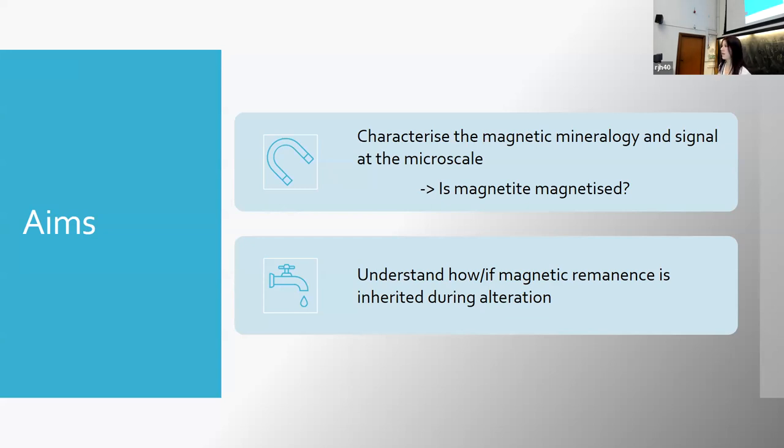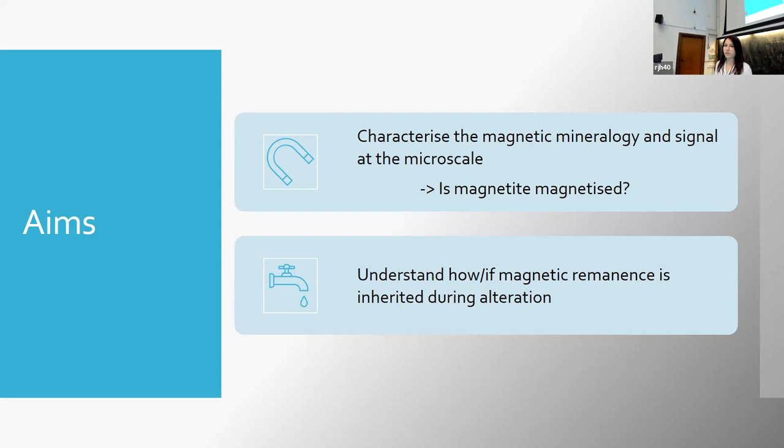spatially resolve it, see what's magnetized and what isn't, with a particular focus on whether magnetite is magnetized. And secondly, although I won't have time to talk about this today, and I've not actually done it yet, this is in the wider context of how or if magnetic remnants can be inherited during alteration. In other words, if magnetite is not magnetized, why is that? Is that because it formed and it didn't inherit its remnants? Is it because it formed when there wasn't a field? Is it something else entirely? That is the grand plan.